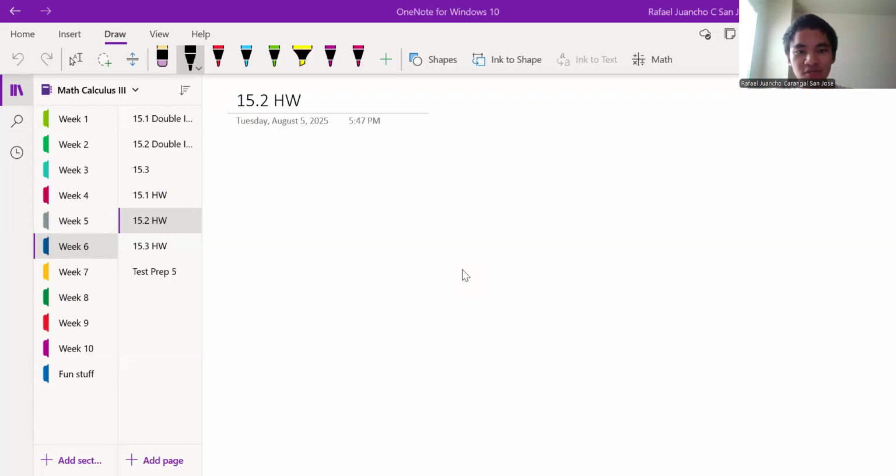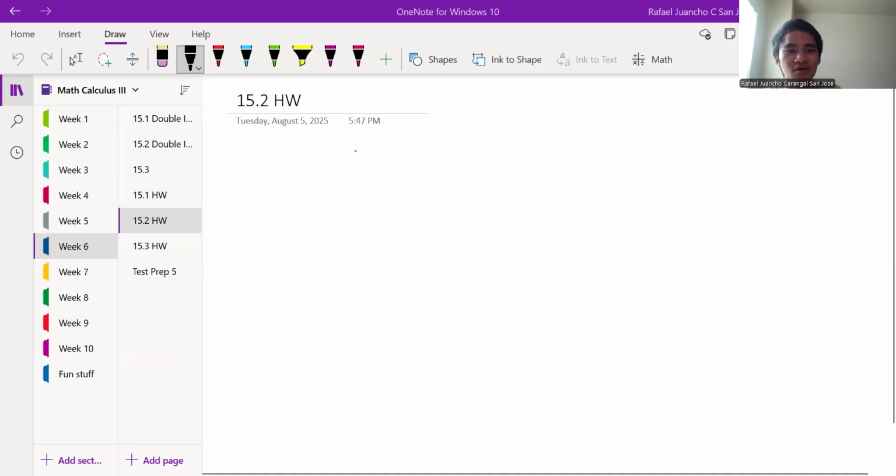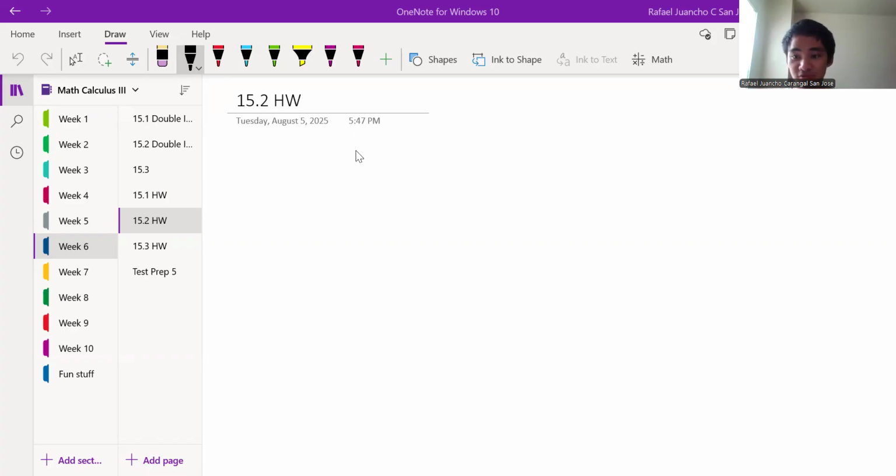So today we're going to be doing double integrals again. We're going to do more exercises on double integrals, but this time not over a rectangle, but on more general regions, right? Because you can't do it forever on rectangles. What if we had more general regions, right?